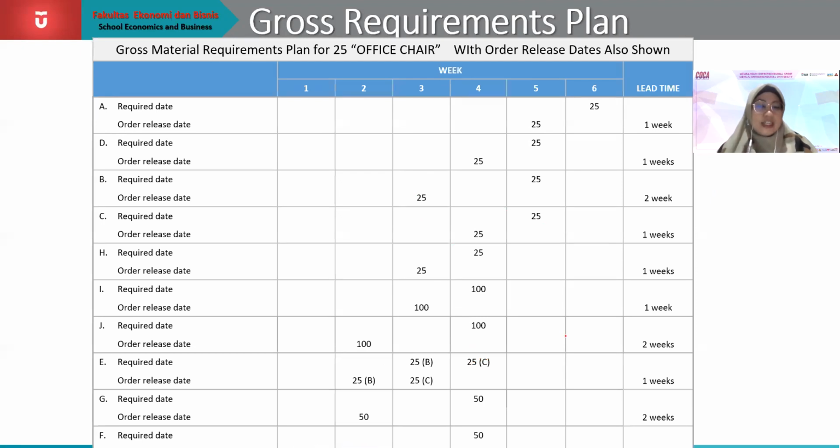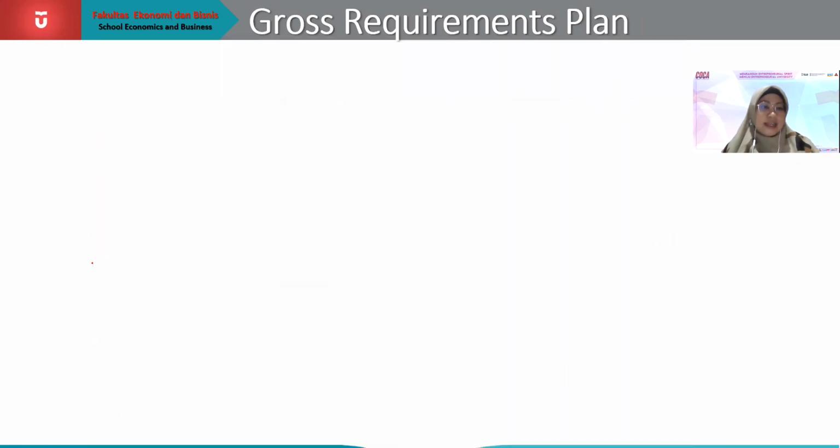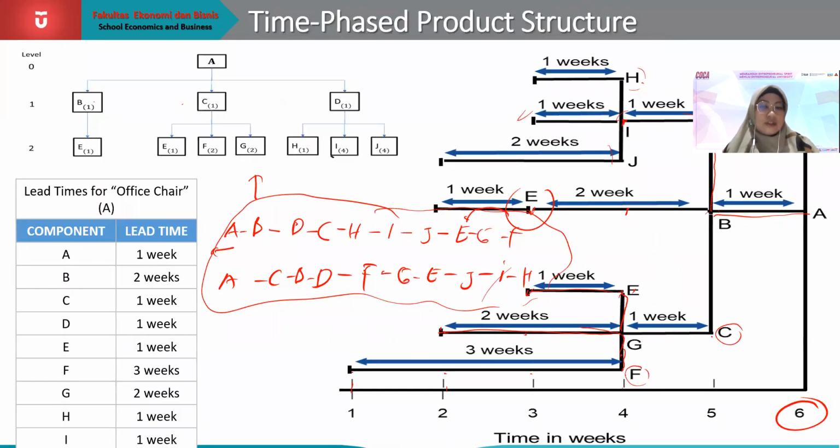Okay. So let's move to the MRP, which is gross requirement of material. This uses the sequence that we already decided in the previous step. We have A, D, B, C, H, I, J, E, G, F. So this is the sequence, not A, B, C, D, E, F, G, etc. This sequence is related to the product structure and the lead times here.